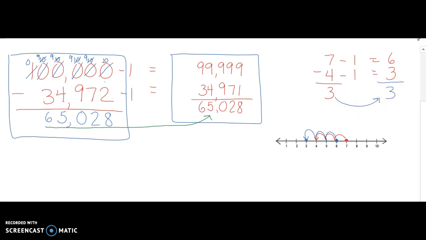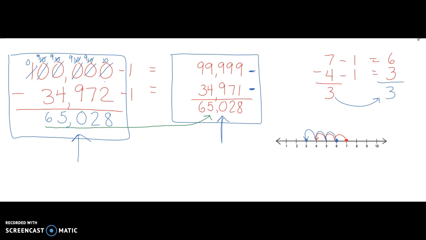There are 3 spaces between 7 and 4, and there are 3 spaces between 6 and 3. And that's exactly how this works over here in our larger problems. There are 65,028 spaces between 100,000 and 34,972 on the number line. And there are 65,028 spaces between 99,999 and 34,972. That's why this works.